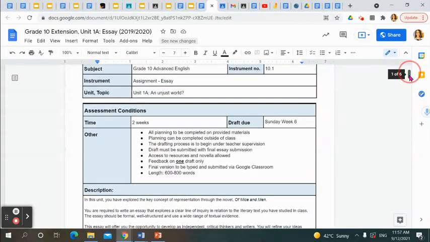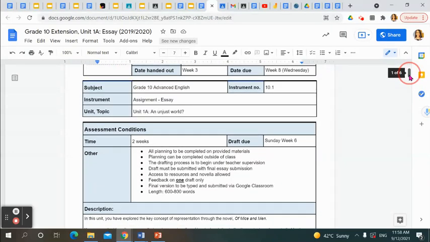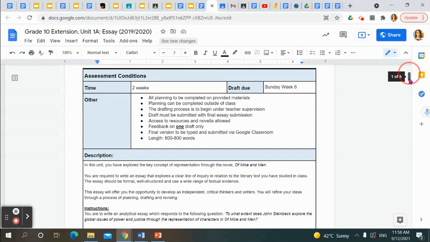Now, your assessment conditions, it says that you have 2 weeks. I'm actually giving you a little bit more time to work on this because we will do much work in class, looking at characters and looking at key themes. And this is also a take-home assignment as well. So you will be expected to work on this at home and not just to rely on class time to work on it, okay? So you actually have about 4 weeks notice of this task.